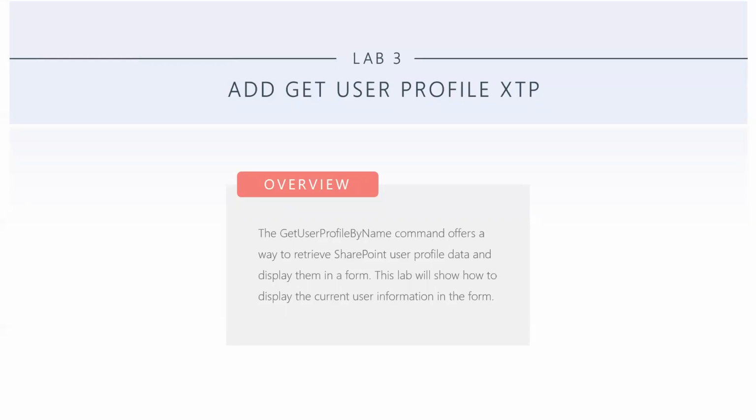Okay. All right. Thanks, Joanne, for those demos earlier. So for lab 3, we are going to discuss the Get User Profile XTP, which actually uses the Get User Profile by Name command. This offers us a way to retrieve SharePoint user profile data and display them in a form. This is very efficient to add to your forms since you don't have to fill up the fields regarding your own profile details. And the Get User Profile by Name command can instantly retrieve that for you.